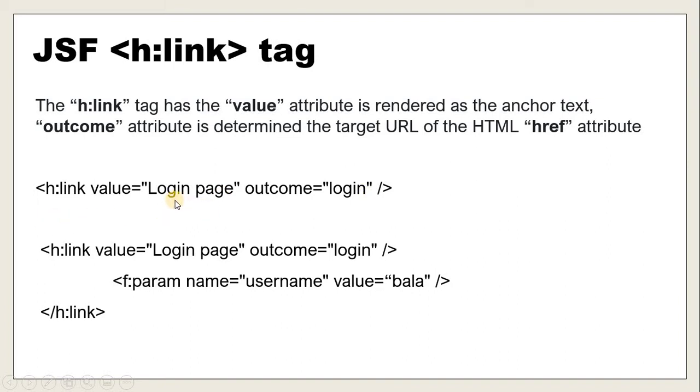If you want to give a query URL, we can pass it through a parameter. There is f:param. f is a core tag, param is the tag name in which you can give the query name, whatever name you want. For example, I say username, and the query value, for example, Bala. So for the second link, a query link will be prepared. At the end of the URL, a question mark and username equal to Bala will be added.